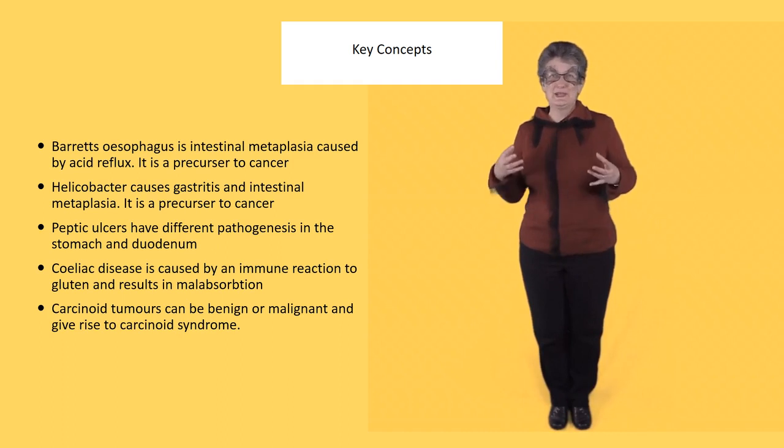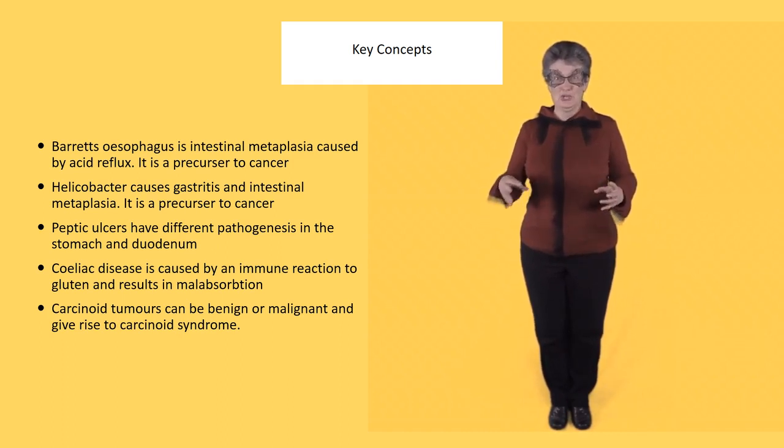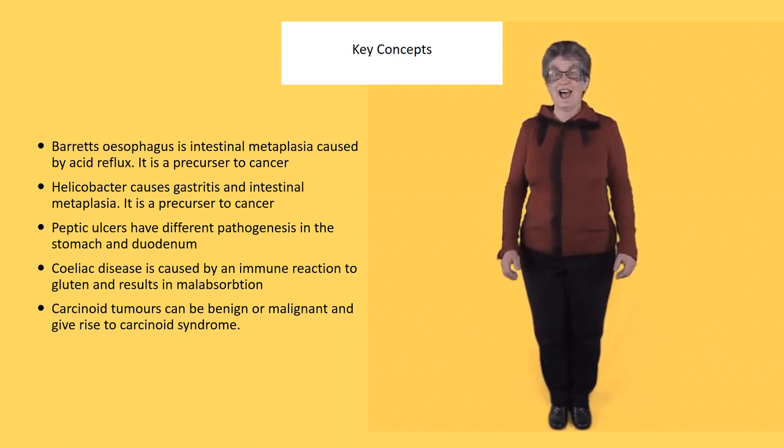Celiac disease is caused by an immune reaction to gluten and results in malabsorption. And the fifth key concept is that carcinoid tumours can be benign or malignant and give rise to carcinoid syndrome. Let's explore these key concepts a bit more.